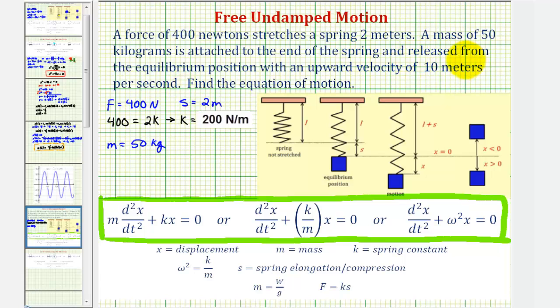Because the spring is released from the equilibrium position, the displacement at time t equals 0 would be 0. So we can say x of 0 equals 0, but it is released with an upward velocity of 10 meters per second. Because the velocity is upward, the velocity would be negative. If the velocity is downward, the velocity would be positive. So we can say x prime of 0 is equal to negative 10 meters per second. Let's take this information to the next slide and set up our differential equation.